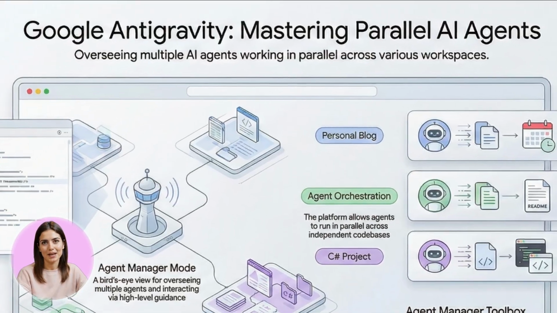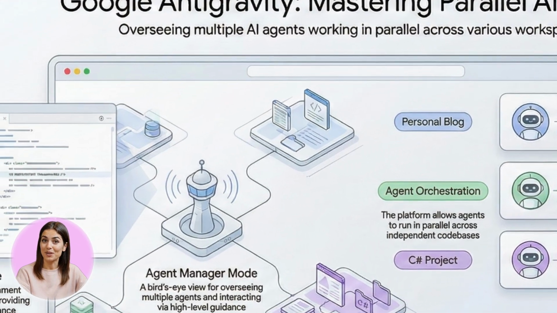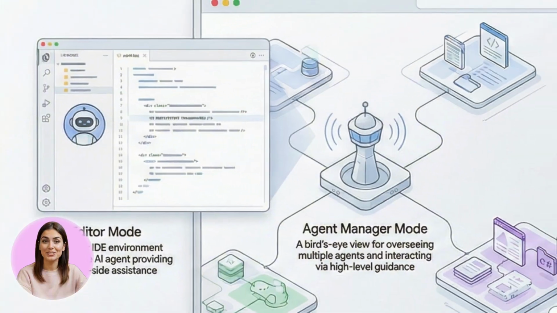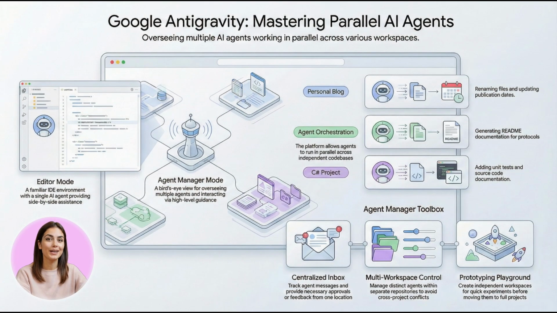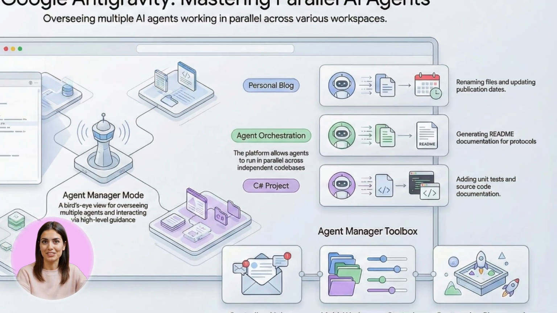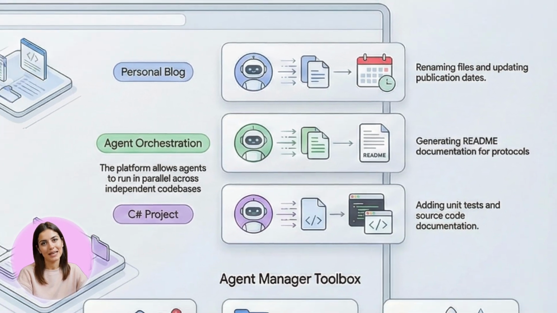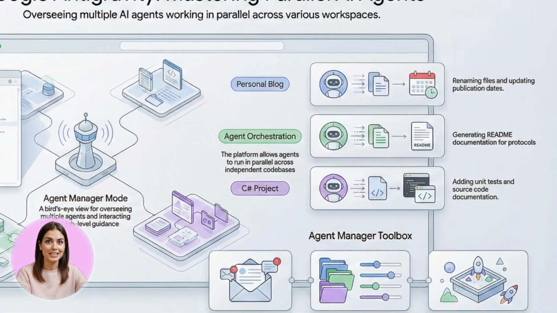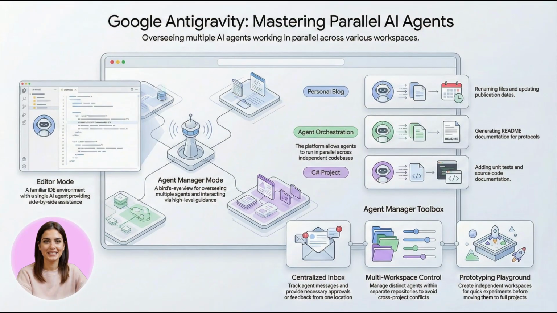Second, upgraded parallel agents. You can now run multiple agents simultaneously on different parts of your project. One handles backend, another builds front-end, a third sets up the database. They coordinate without breaking each other's work. This feels less like an assistant and more like managing an actual team.